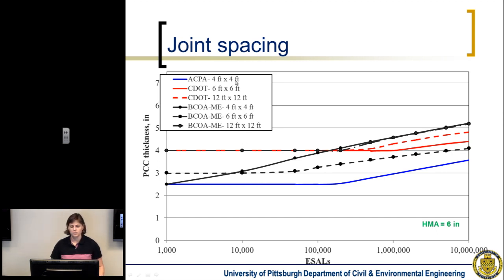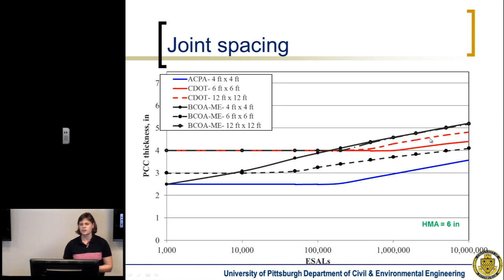The 4x4 would be compared to the ACPA procedure, and the 6x6 to the Colorado, and also the Colorado for the 12x12, because this is what was available prior to the BCOA-ME. Okay, so the first thing that you'll notice is that traditionally we assume the smaller the slab size, the smaller the stresses and the thinner the overlay can be. And that's why you see the ACPA for the 4x4 predicted thinner overlay thicknesses than the Colorado procedure for the 6x6 and the 12x12.